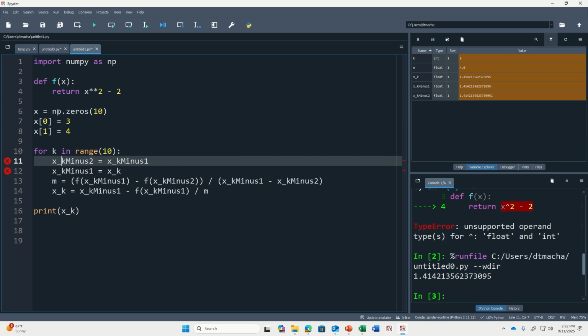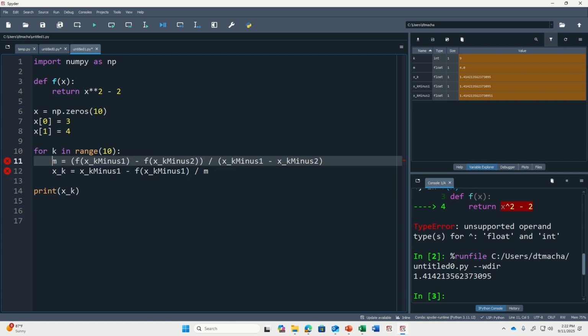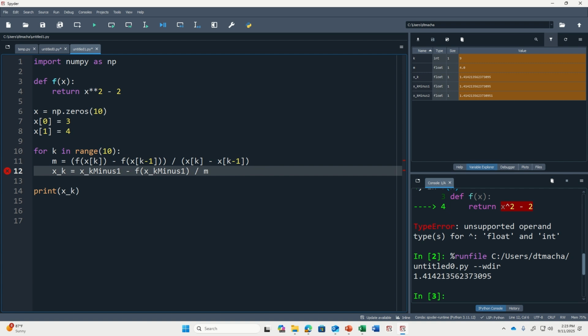And then what I could do is just have f of x k minus f of x k minus 1, and make this x k minus x k minus 1. And then that's how I would calculate what happened. X k plus 1.